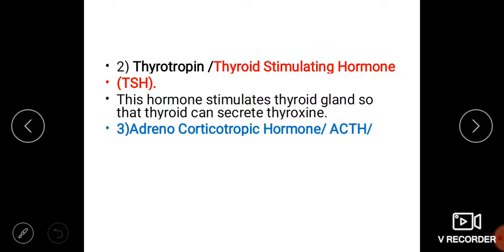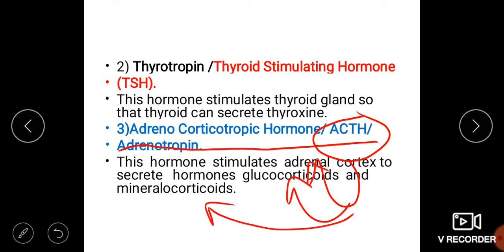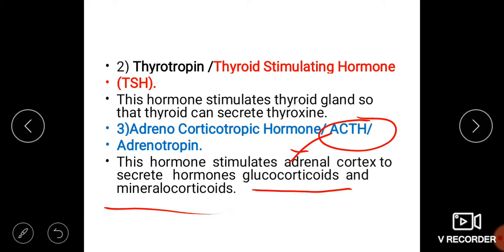The third important hormone is adrenocorticotropic hormone or ACTH. Adrenotropin is another name. This hormone stimulates the cortex of the adrenal gland. ACTH will stimulate the adrenal cortex so that it will be able to secrete glucocorticoids and mineralocorticoids. Of course, ACTH is produced by the adenohypophysis of the pituitary gland. So that is the third important hormone.